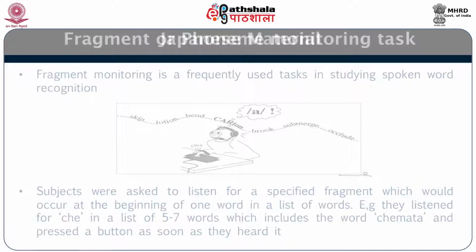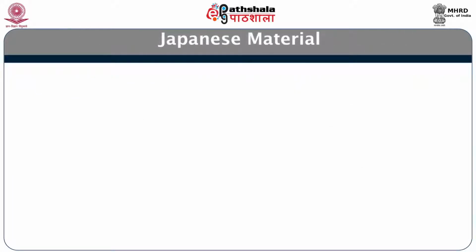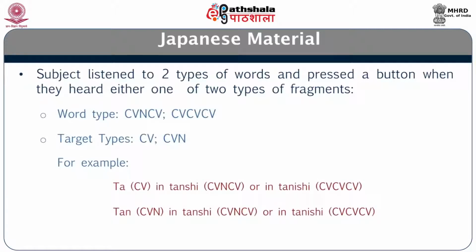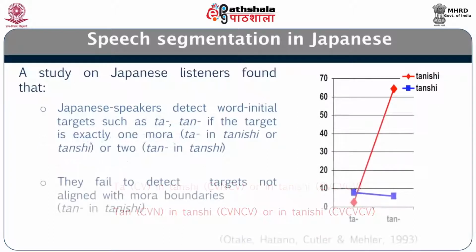The experiment was to do with Japanese material, because Japanese is a mora-timed language. The prediction was that Japanese listeners will use the mora in listening to Japanese and to other languages. In the experiment, they had to listen for 2 targets, ta, a CV target, and tan, a CVC target, in words like tanshi and tanishi, and press a button as soon as they heard them. Let's have a quick look at the results.